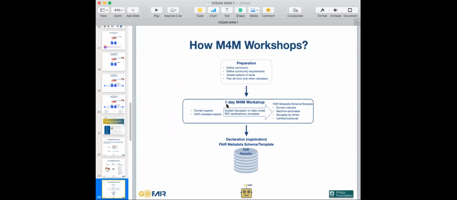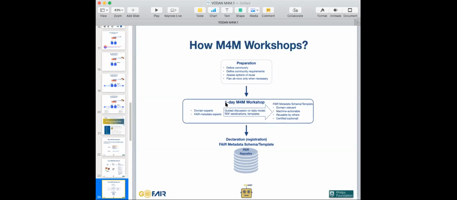We can imagine that if you break down your goals into small enough pieces for the Metadata for Machine Workshop, we envisioned that you can actually launch one-day workshops that may focus on a very narrow component of the metadata. And these could be very streamlined, very lightweight workshops that would team up the domain expert and the metadata expert.